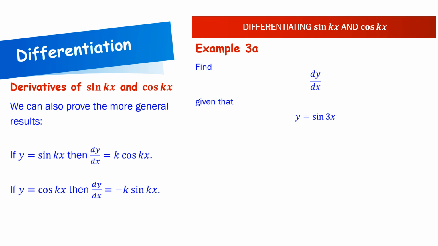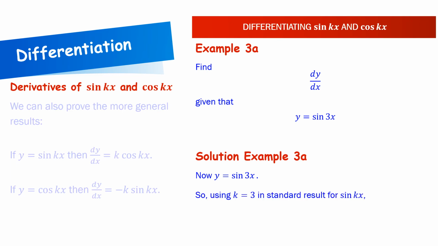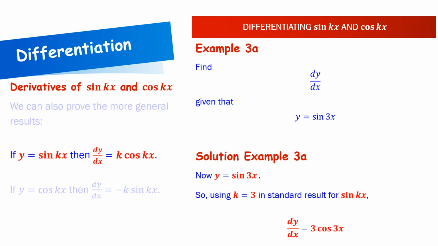So let's take a look at part A first. We are required to find dy dx given that y equals sin 3x. So let's solve this. We have y equals sin 3x. And so, using k equals 3 in the standard result for sin kx, we have that dy dx equals 3 cos 3x.